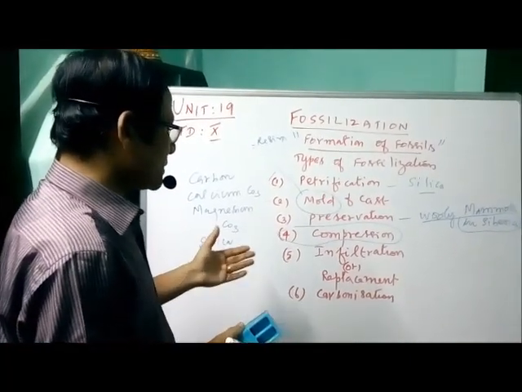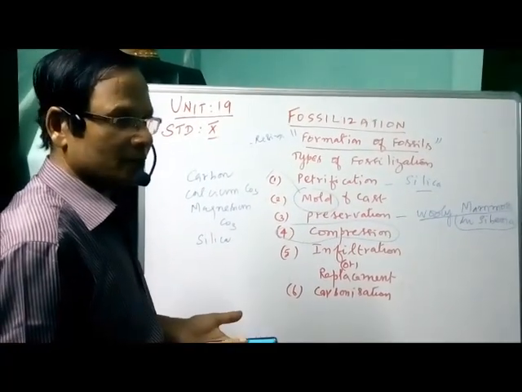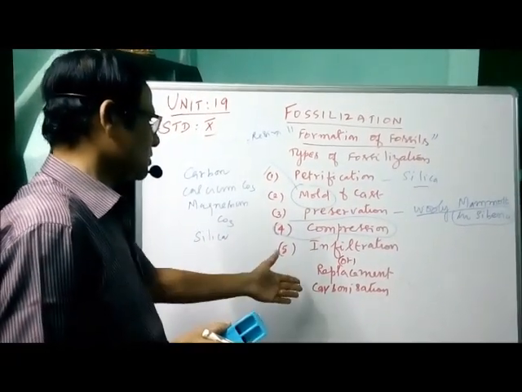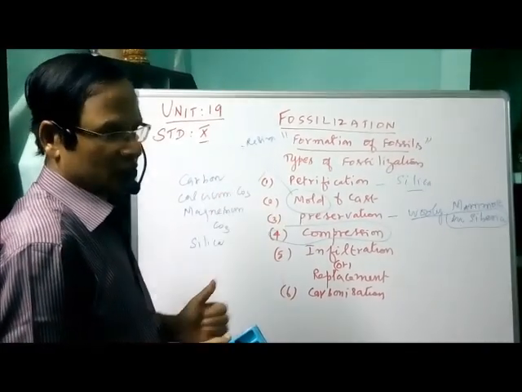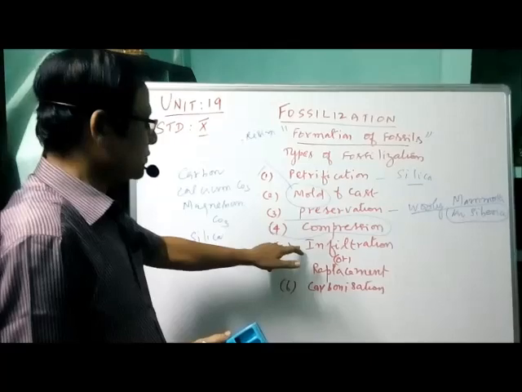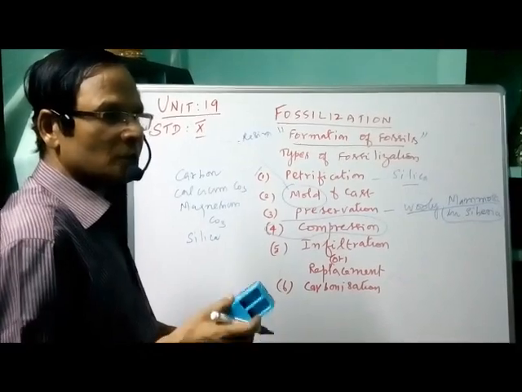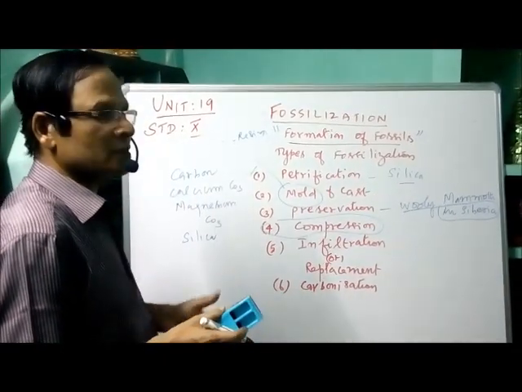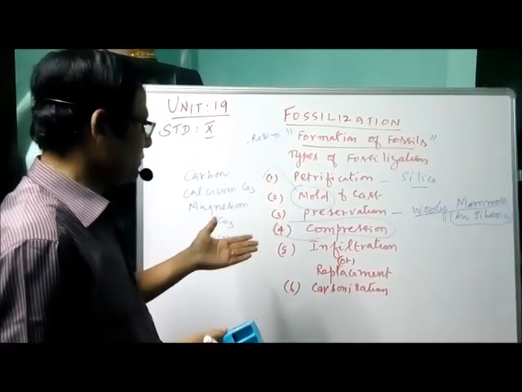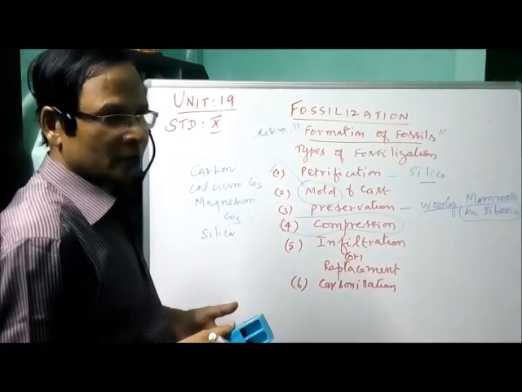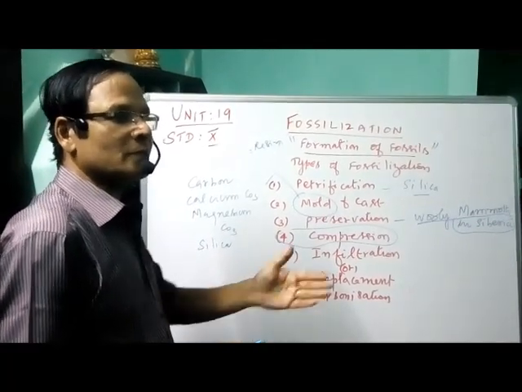And these are the different methods. Carbonization is nothing but the replacement of the original body parts by calcium carbonate or magnesium carbonate. That is called carbonization. This is a kind of infiltration or a kind of petrification. In either petrification or infiltration, the organic molecules of the tissues are replaced molecule per molecule by minerals. That's why it is called mineralization by sedimentation. Petrification, infiltration or replacement is otherwise called mineralization by sedimentation.